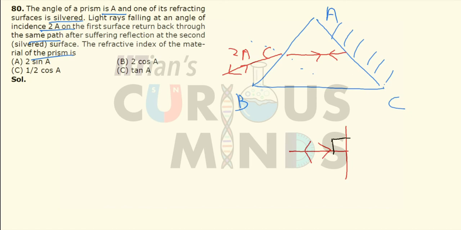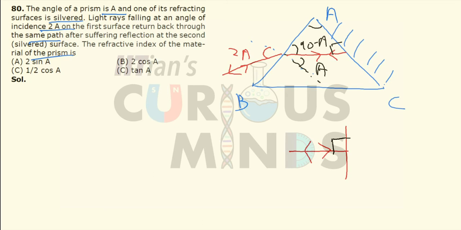So I can say that this angle over here is equal to 90 degrees. This angle is A. So this angle will be equal to 90 minus A. So the angle made with the normal, that is the angle of refraction over here, will be equal to 90 minus A, which will again be equal to A. So the angle of incidence is equal to 2A and the angle of refraction is equal to A.